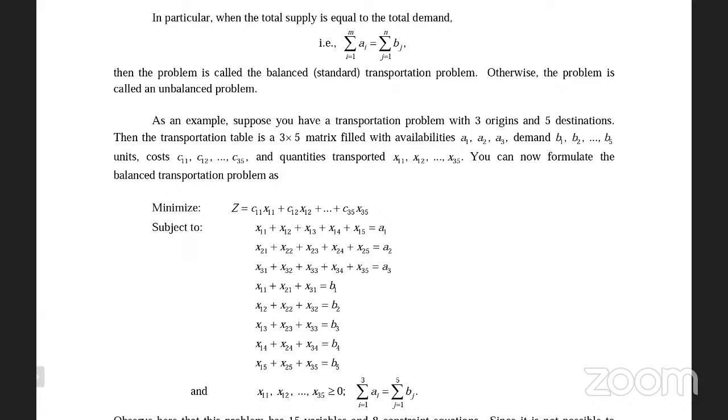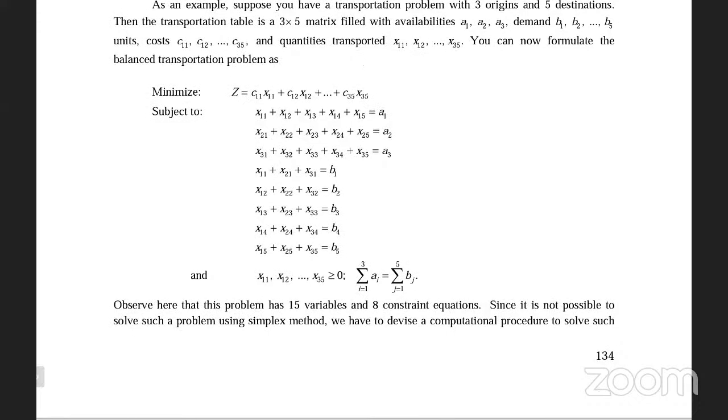Yes, this problem we can solve by the simplex method. For the simplex method also, we can write the mathematical formulation like this. Minimization z equal to c11 x11 plus c12 x12 and so on up to cmn xmn. Like that, all the rows are added: x11, x12 and so on equal to a1; similarly, second row x21, x22, x23 and so on equal to a2; x31, x32 and so on equal to a3. If you add the columns also, they equal b1, b2 and so on up to bn, and all the variables are greater than or equal to 0.